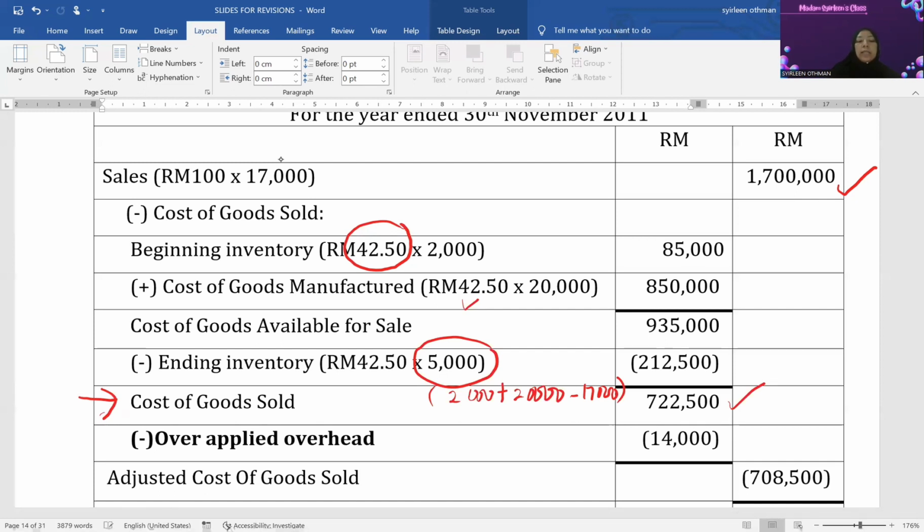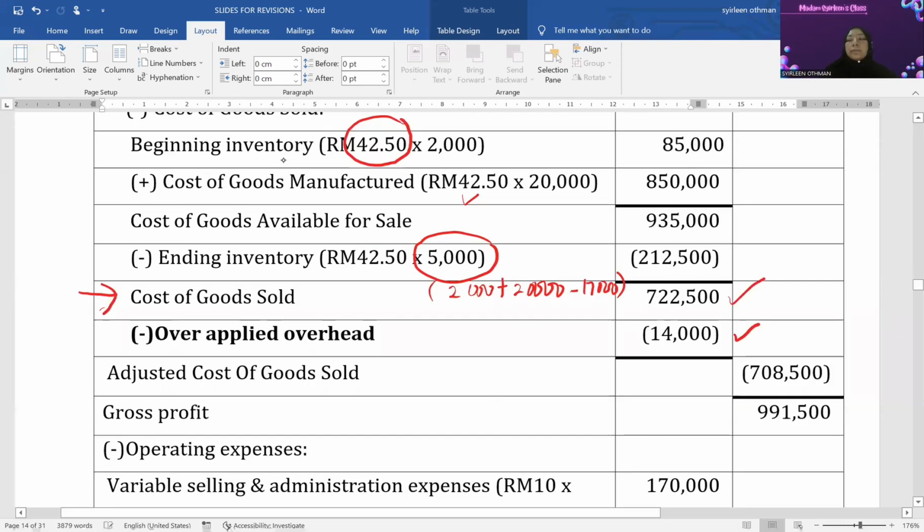Okay, so kita akan minus, but it's over applied, right? So kita akan minus the over applied overhead amount, which is 14,000 ringgit. So kita akan dapat adjusted cost of goods sold. So you have your sales, and then kita minus dengan adjusted cost of goods sold, and you get your gross profit. Okay, so that's the first part of your statement.